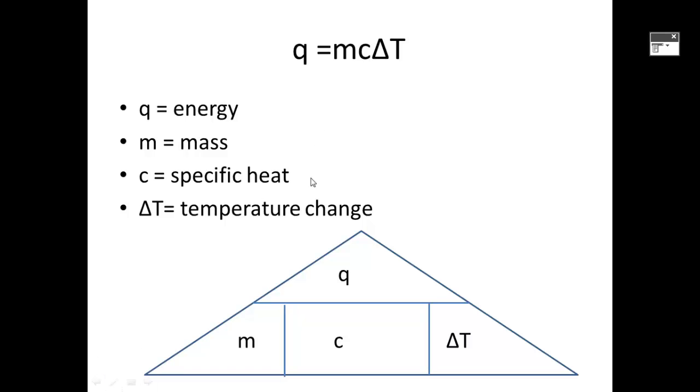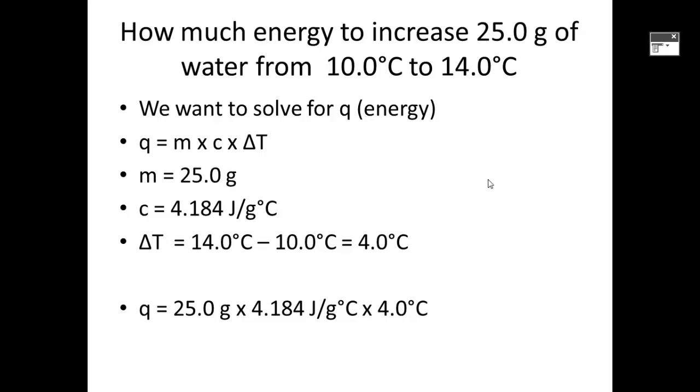And here we have a triangle which we can use as well. We're familiar with our triangles. Q is equal to MC delta T. So you can calculate any of these given the other three. Moving forward, let's say I want to figure out how much energy it takes to increase 25 grams of water from 10 degrees Celsius to 14 degrees Celsius.